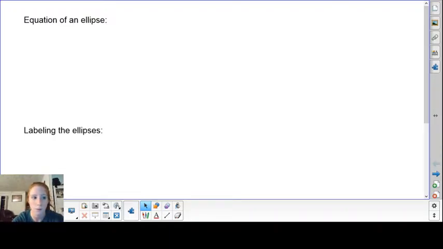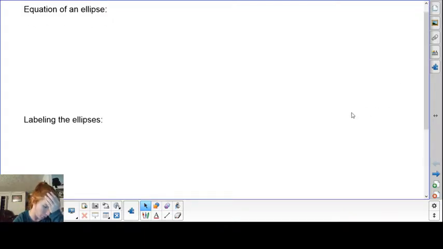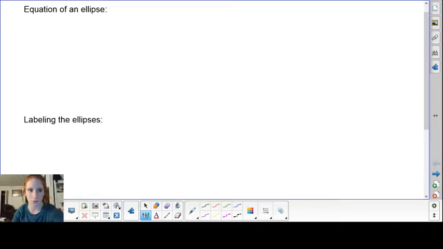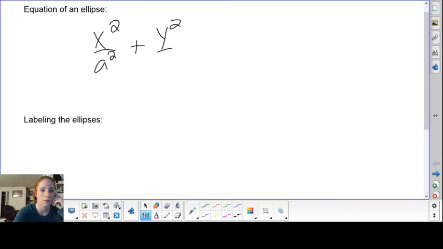Okay, guys, so today we're going to talk about ellipses. When we look at the picture we're going to draw, we're going to match it to the equation. The first equation we have is x squared over a squared plus y squared over b squared is equal to 1.